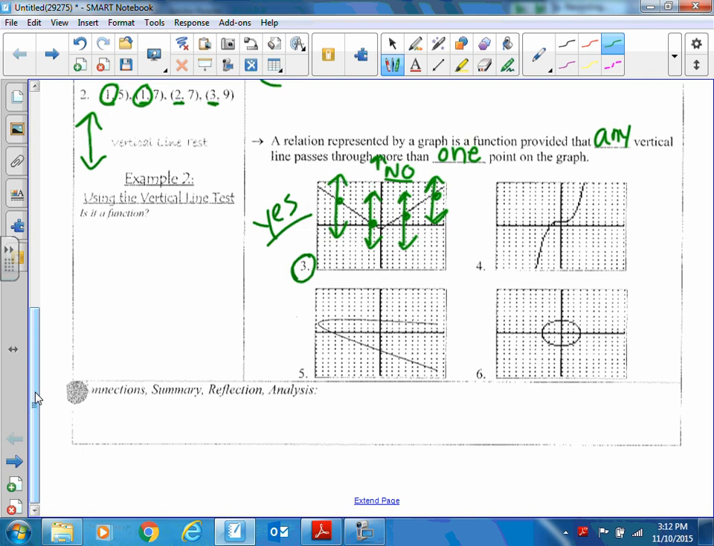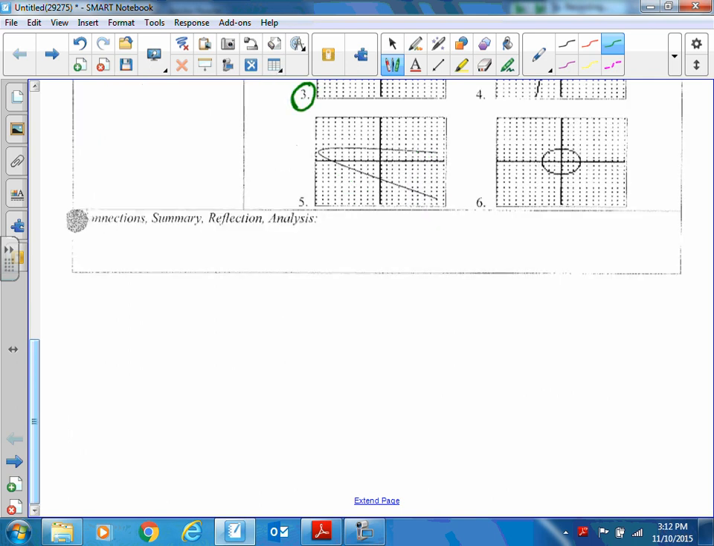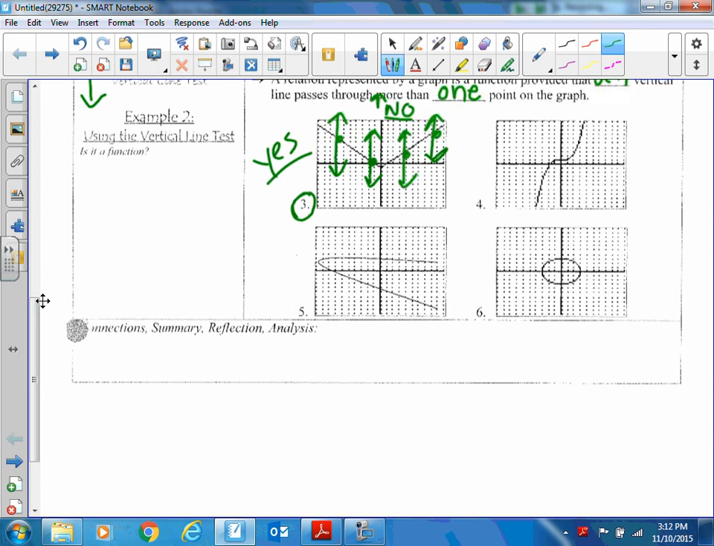All right, let's look at number 6. I'm going to leave 4 and 5 for you to do. Again, everything that is not done on this note taker during this video is your homework, and I'll be checking it in class. So let's look at number 6. Let's draw some vertical lines.